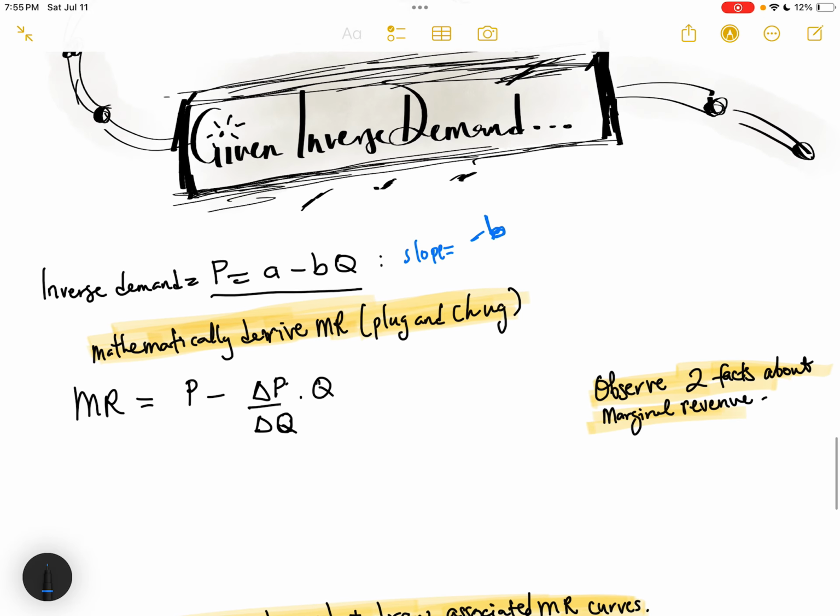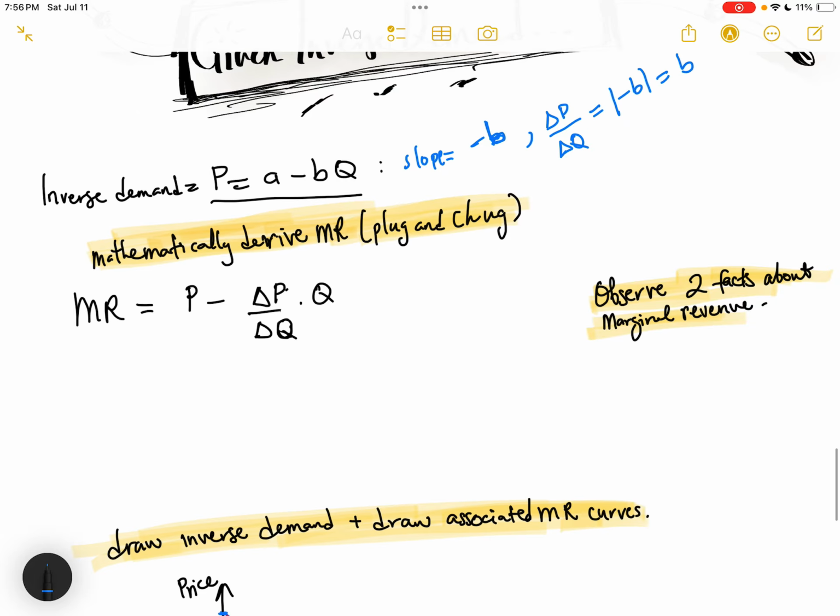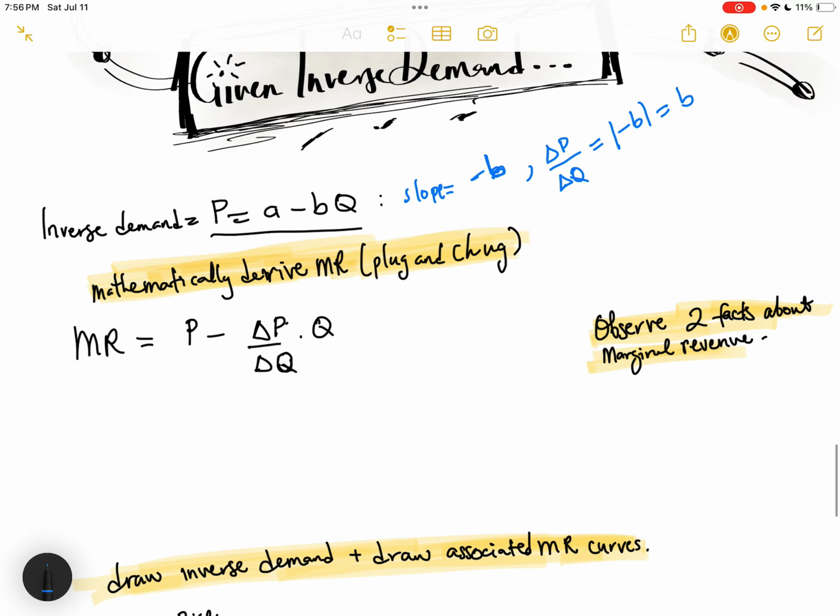And so here I am going to say change in P over change in Q, because of the way I have written marginal revenue with a negative sign instead of a positive sign as it is in some books. I'm writing this as the absolute value of negative B, and so that will be just B. This is important for where we are going next. And so let's go to that point then.